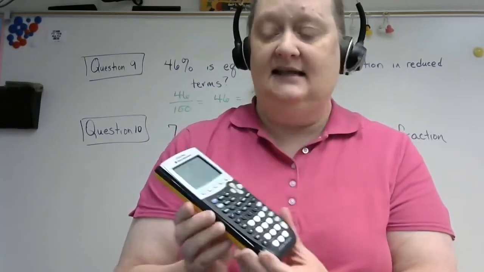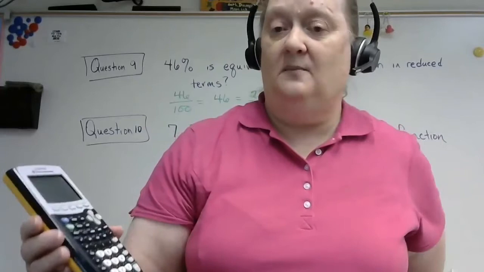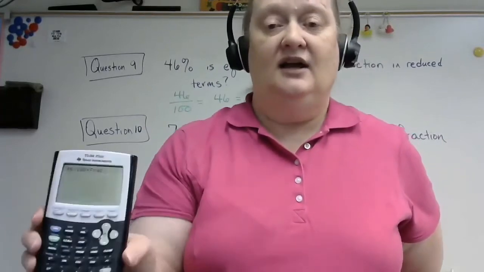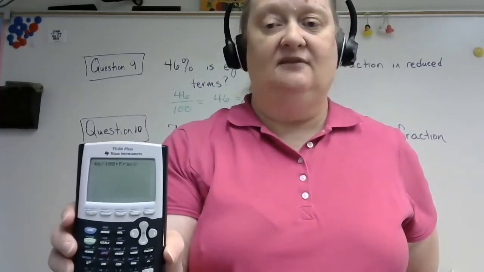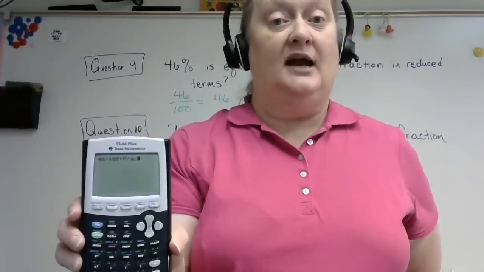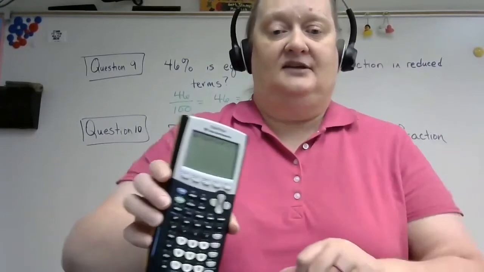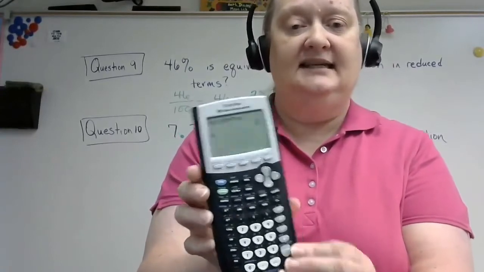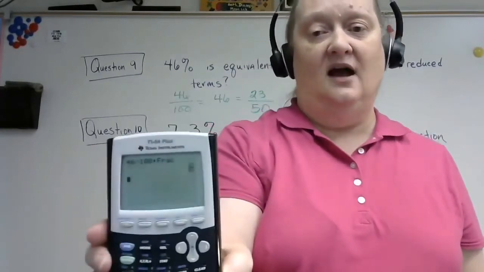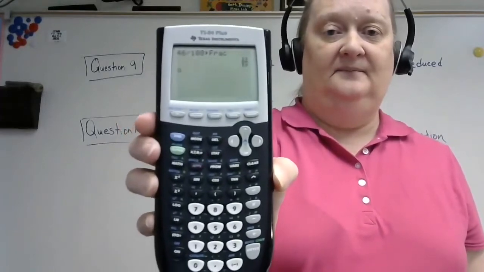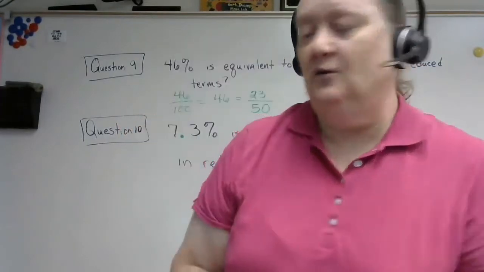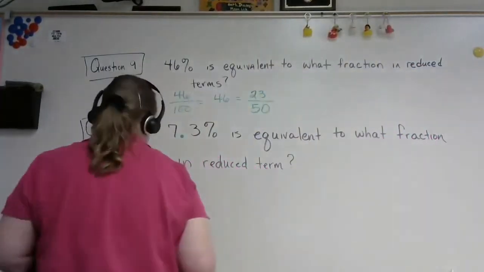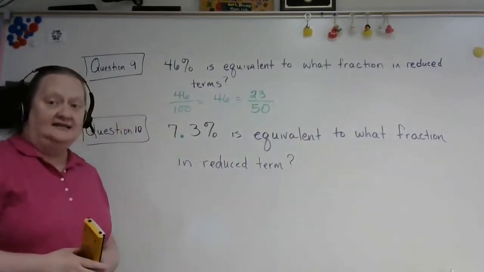Notice that it says now 46 divided by 100. And then I usually read it as convert to fraction, because there's a little triangle that means change to fraction. So it's going to change this to a fraction. And notice it gives you the 23 over 50. So we can also do that with our calculator, and that gives us our answer.